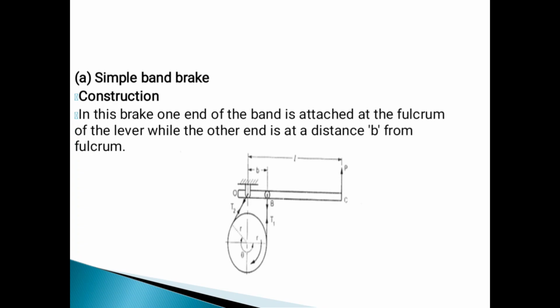In this brake, one end of the band is attached at the fulcrum of the lever while the other end is at a distance b from the fulcrum. When we apply effort on the lever at a distance of l, the brake gets applied. So this is a simple band brake.